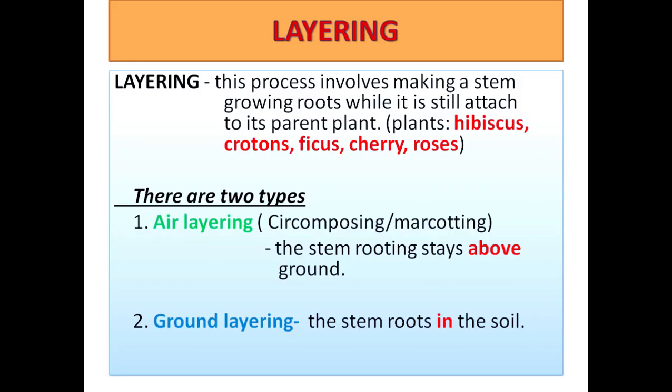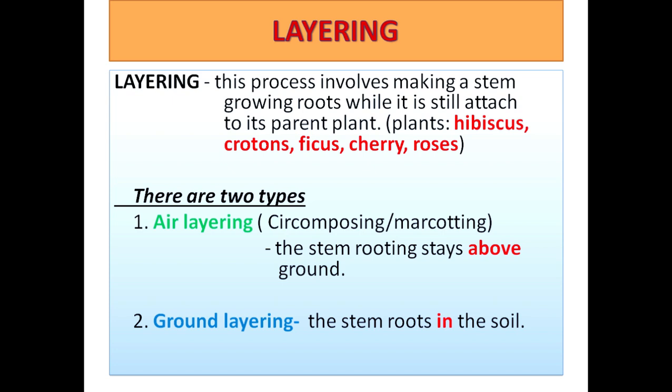Let's move to layering. So we completed cutting. Let's move to layering. This process involves making a stem grow roots while it is still attached to its parent plant. So you have a plant, you can make a stem of the plant grow roots, but you would not remove the stem.